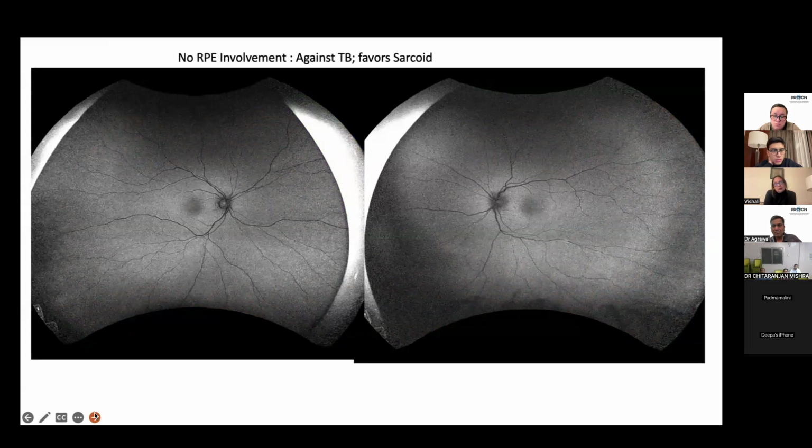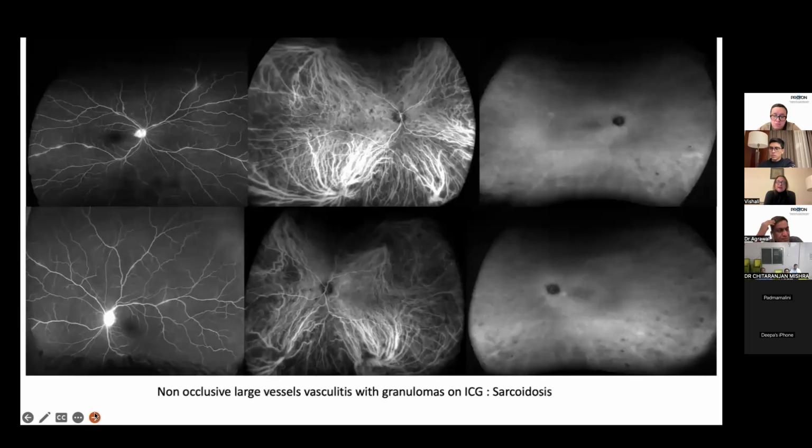A normal autofluorescence, when I'm trying to differentiate between TB and sarcoid, normal is more in favor of sarcoid, RPE involvement more in favor of TB. So this one, I know I'm mostly dealing with sarcoid, so I go on to the next step. The next step is the fluorescein.